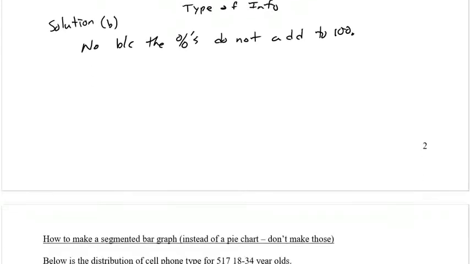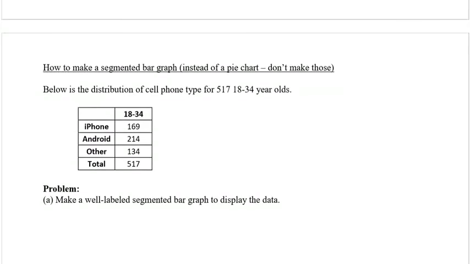Okay. Now, we're also going to make what's called a segmented bar graph instead of a pie chart. These are much easier to make, and they give the same exact information with a lot less work. So here's how we're going to do that. We're first going to come up with this. These are the frequencies. We have a distribution of cell phone type for 18 to 34-year-olds, 517 of them. Frequency is just the count. How many did each thing?